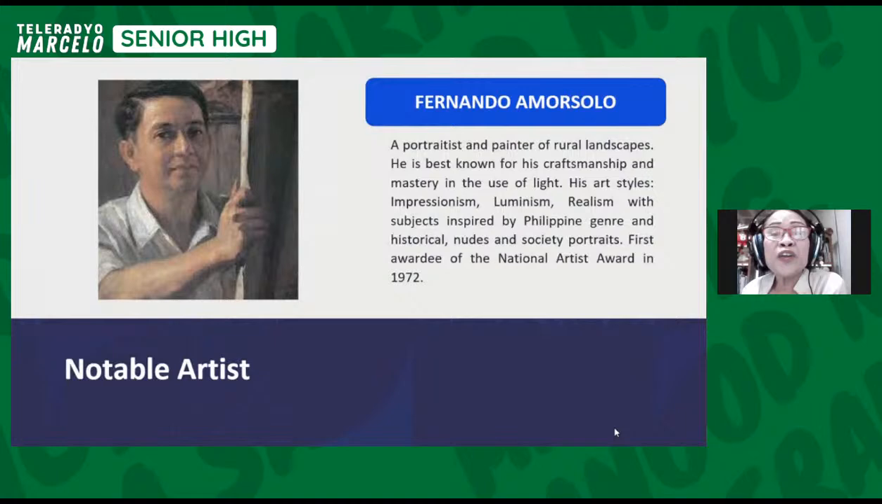And we have Fernando Amorsolo, our very own Filipino artist, a portraitist and painter of rural landscapes. He's best known for his craftsmanship and mastery in the use of light. His art styles: impressionism originated in France in the 1860s. This is a literary or artistic style that seeks to capture a feeling or experience. So that's impressionism.